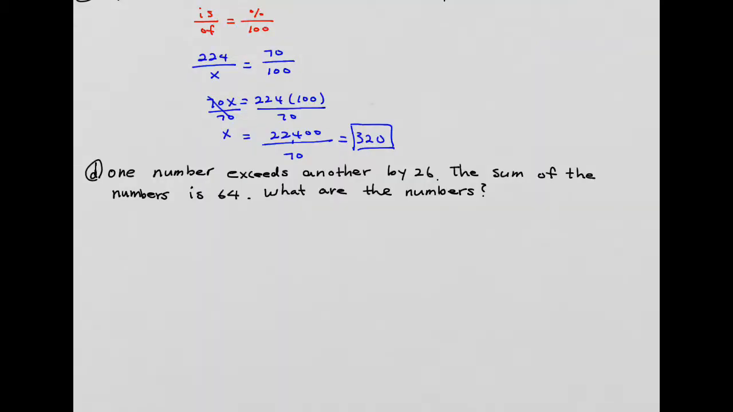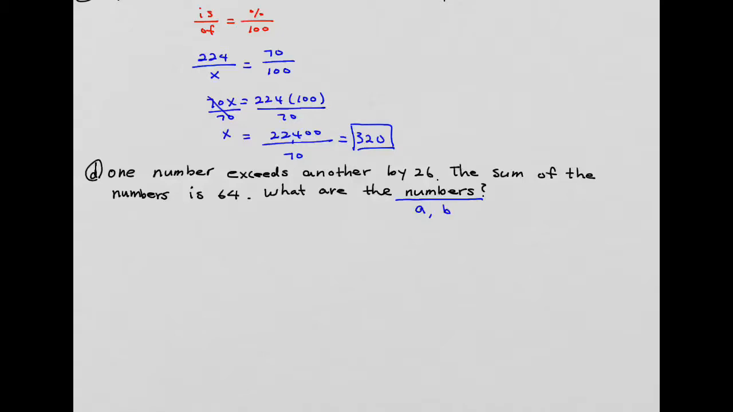Okay, so if we look at one other word problem, it's: one number exceeds another by 26. The sum of the numbers is 64. What are the numbers? So this time we are looking for numbers also, but we're looking for more than one number. So let's say we're going to have number A and number B. So we're looking for A and B.